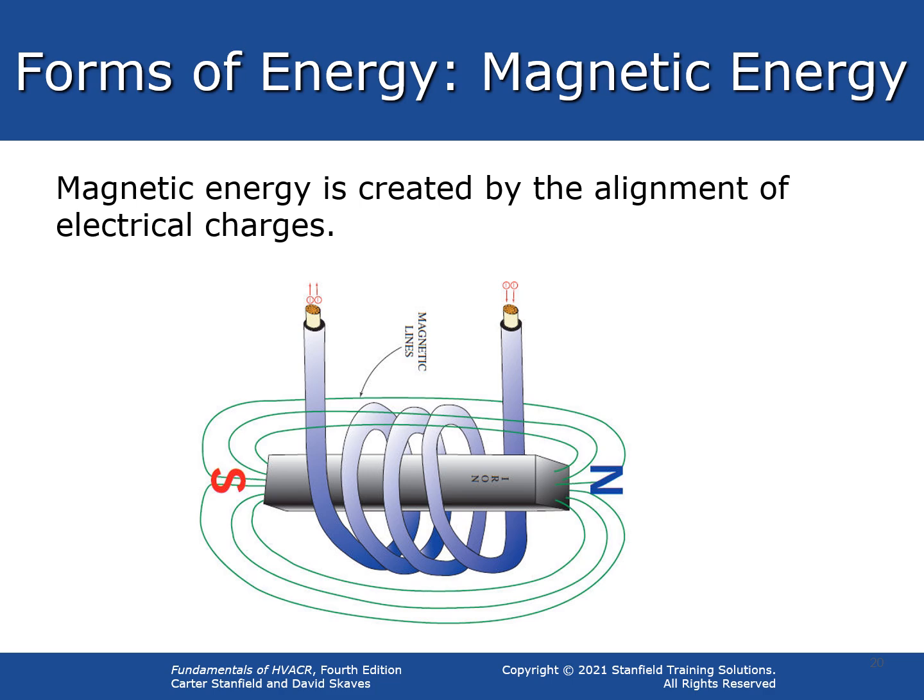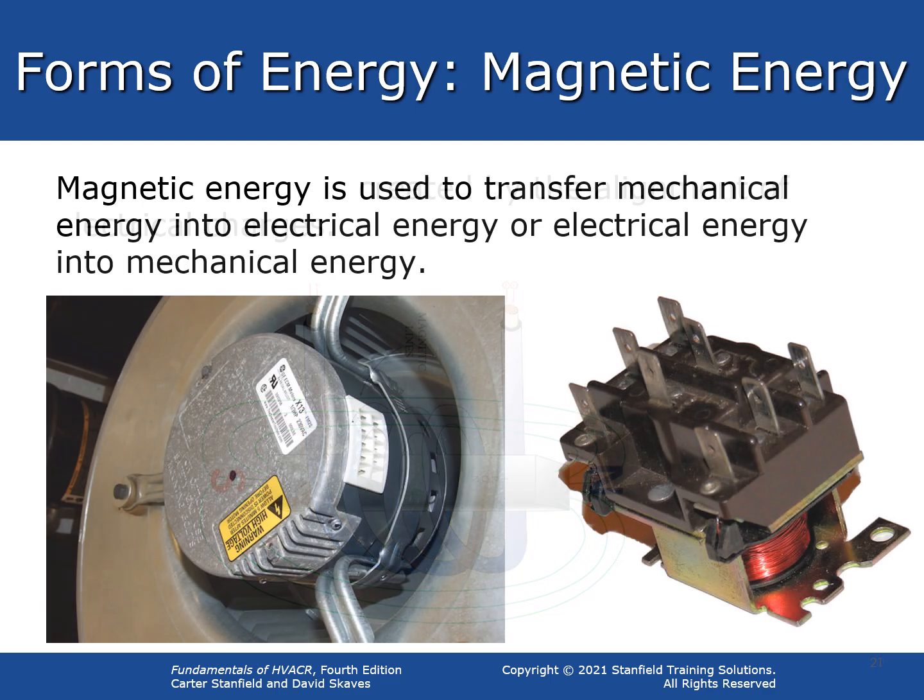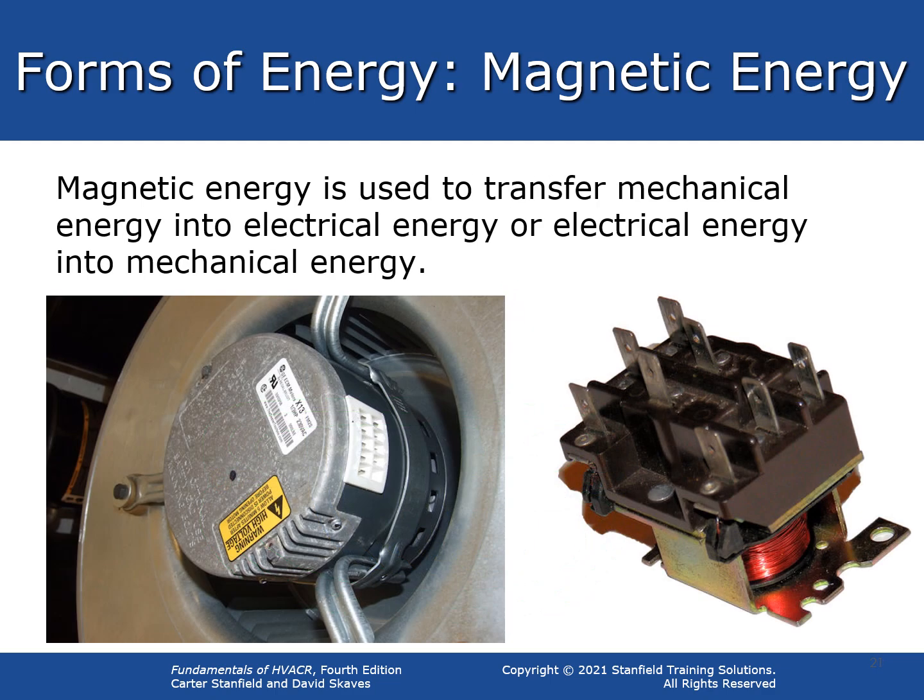Magnetic energy is created by the alignment of electrical charges. This alignment gives the entire object a polarity that sets up an invisible magnetic field. Magnetic energy is used to transfer mechanical energy into electrical energy, or electrical energy into mechanical energy. All electric motors used in air conditioning use a magnetic field to turn an electric current into mechanical energy. Many controls that operate motors also rely on magnetism to turn electrical energy into mechanical energy.